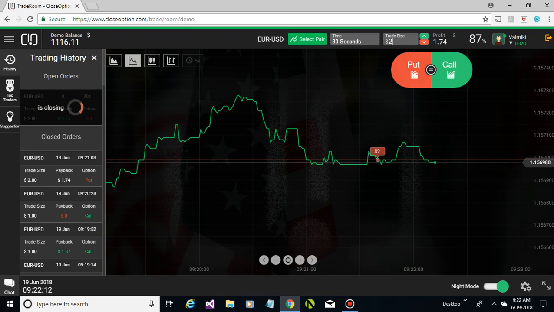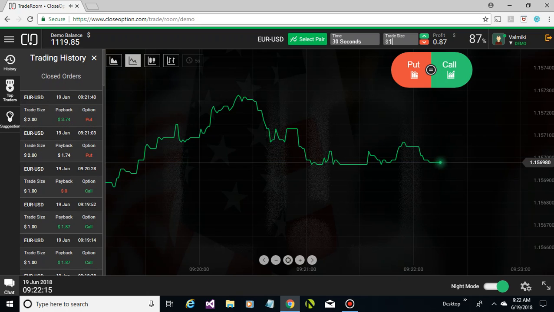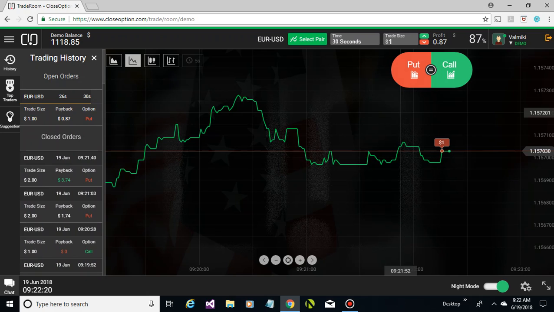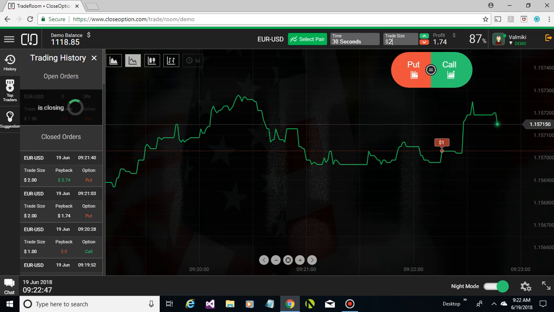Okay, looks like this might be a win. It's a sliver above, a sliver below the executed price. That's the beauty. It doesn't matter whether it's 0.1 pips or 10 pips move below the execution price. A win is a win. So that gives us some advantage in trading binary options.